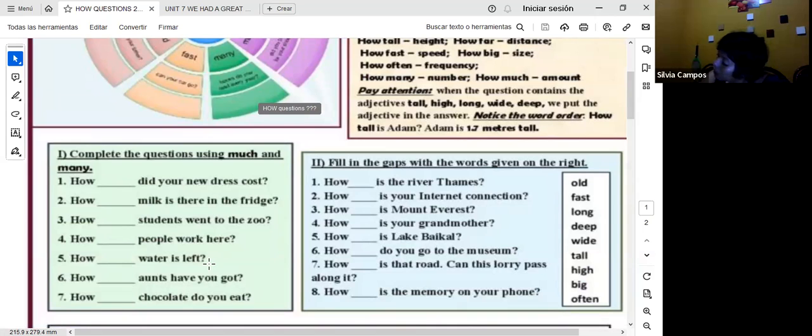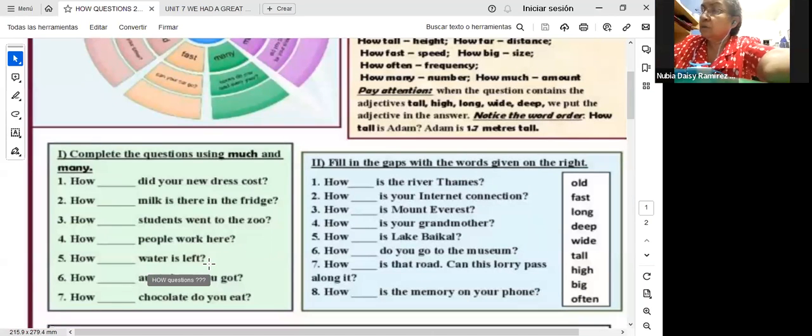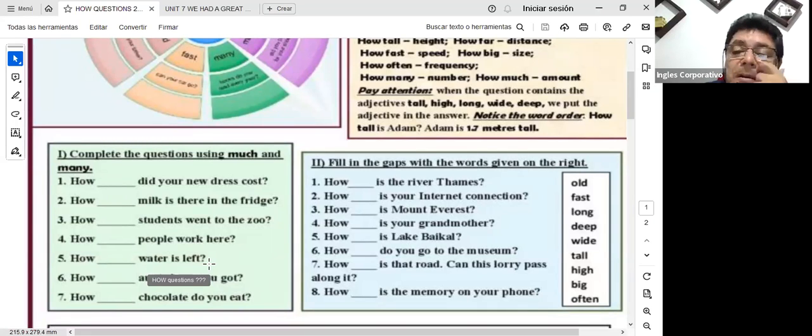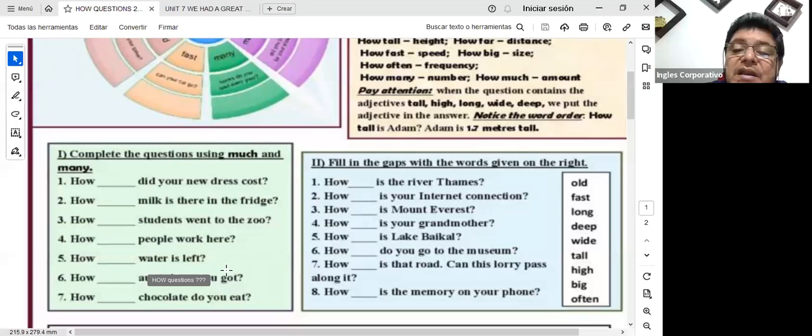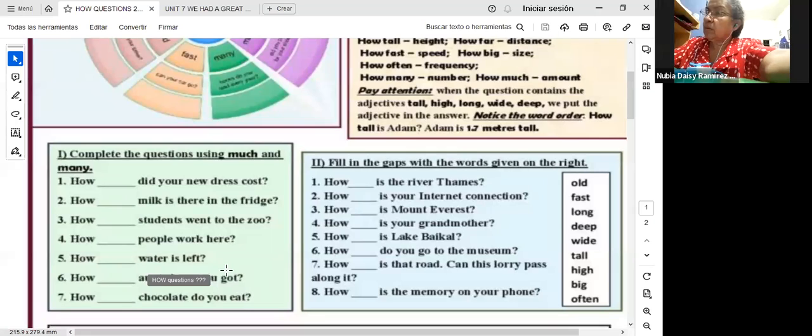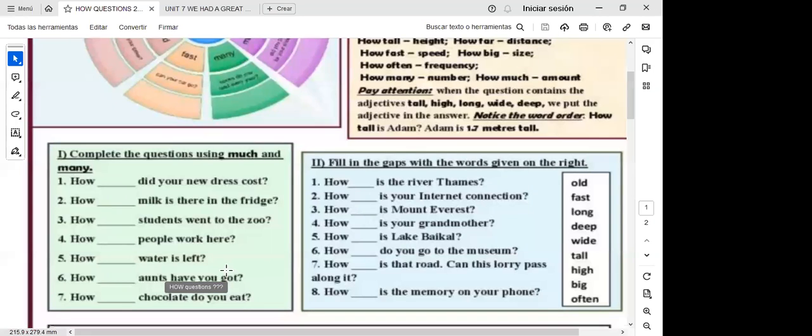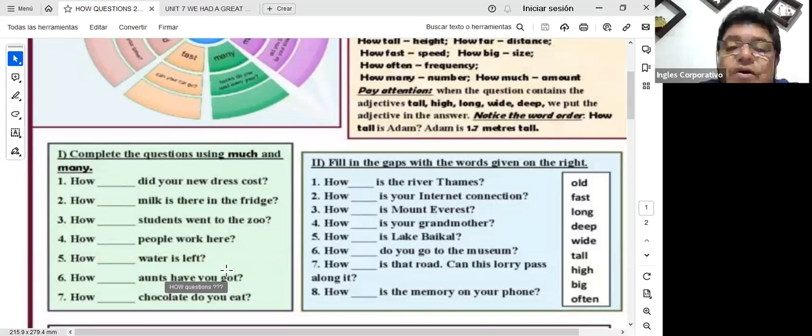How many? Remember, you cannot count liquids. You cannot count liquids. How much coffee? I was telling you. How much coffee? How much water? How much milk? How many? Liquids. How many? Cannot count. It's how much water, not how many water. Remember, don't count liquids. Don't count coffee, don't count water, don't count milk.